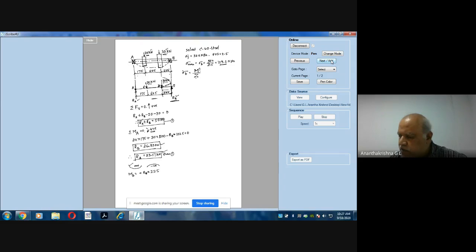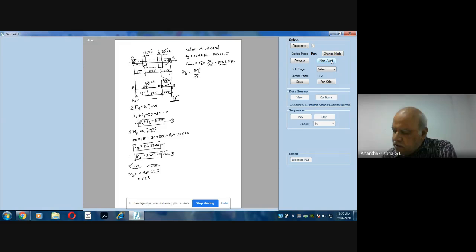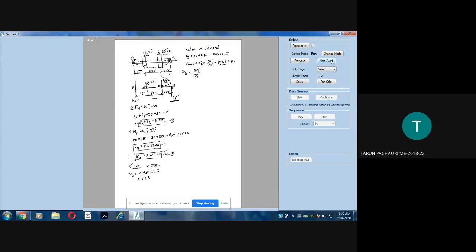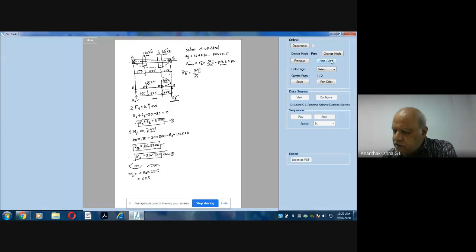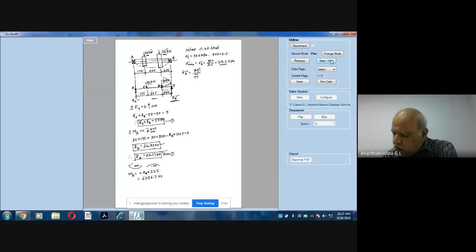So what is the value of MD? RB into 225 is how much? 6036.75. Is it 36 or 6030? 36.75 kilonewton millimeter. Correct? Are you with me with the equation, units? RB is kilonewton, 225 is millimeter, so it is kilonewton millimeter. Correct?